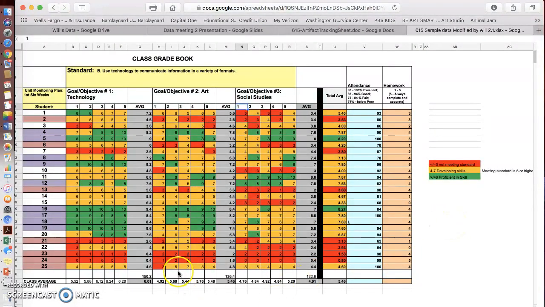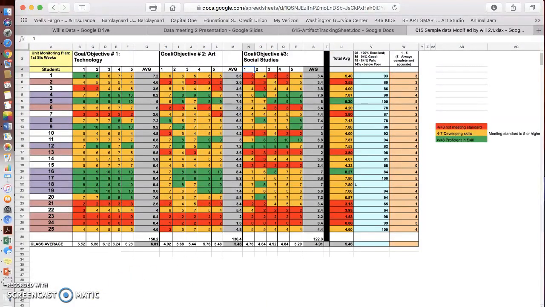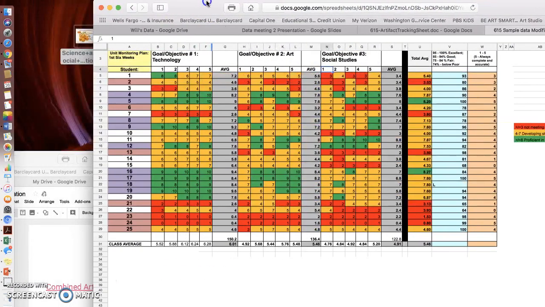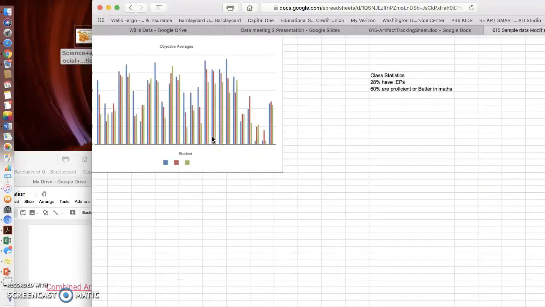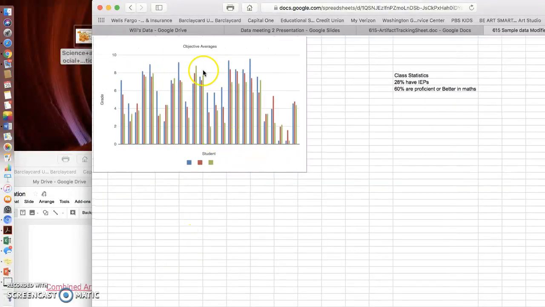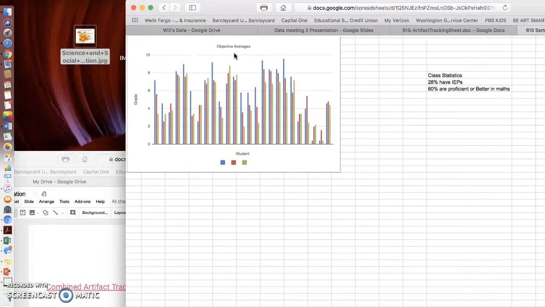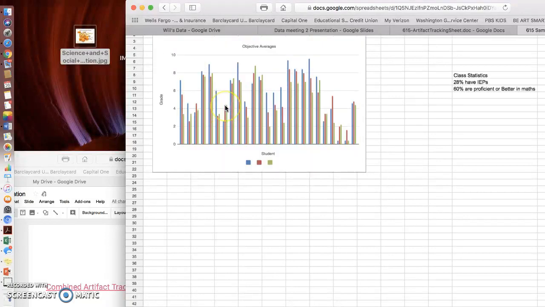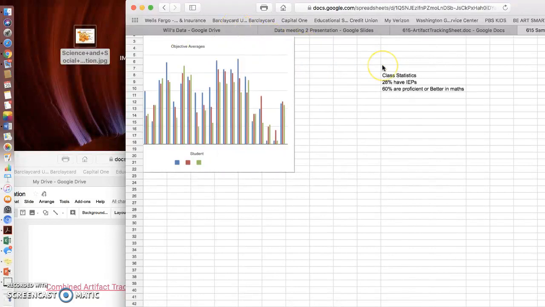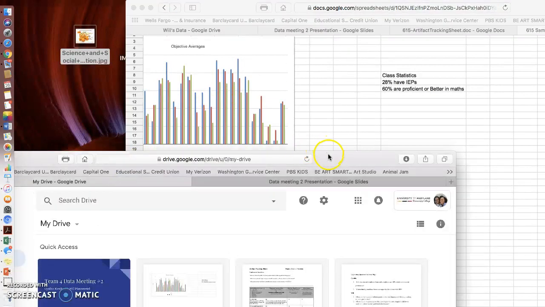If I go through, just lift this up for a second. Okay, so 28% of the students have IEPs, 60% are proficient or better in math. So it actually breaks down different levels of how they're performing in different areas, and so on. So we do have that sample data that we started with, and we're continuing to manipulate that to apply to our actual objectives. Okay.